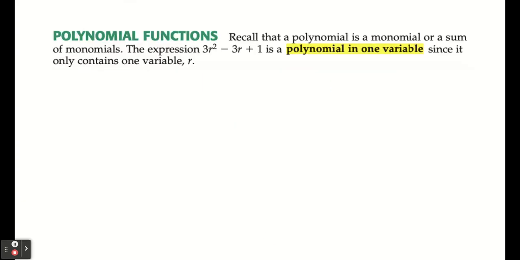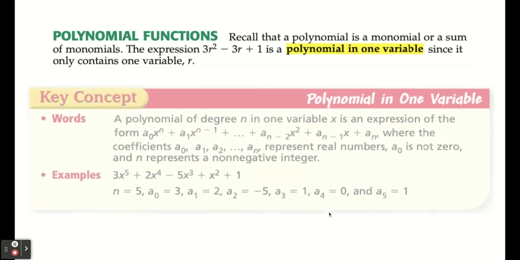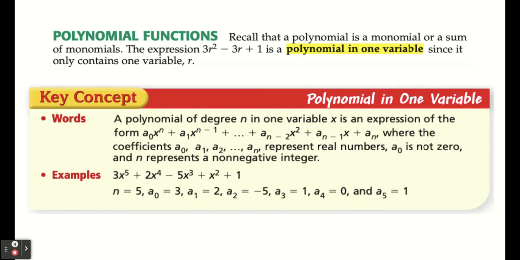So polynomial functions. Recall that a polynomial is a monomial or a sum of monomials. The expression 3r squared minus 3r plus 1 is a polynomial in one variable since it only contains one variable, r. So here is the key concept: a polynomial in one variable.